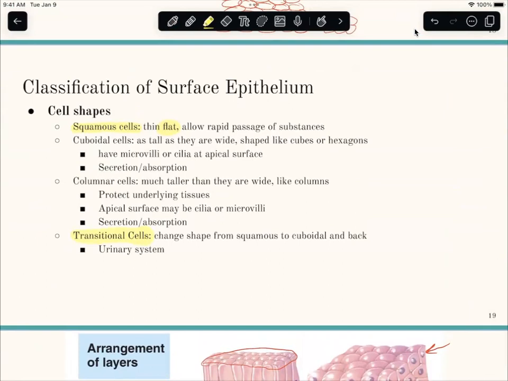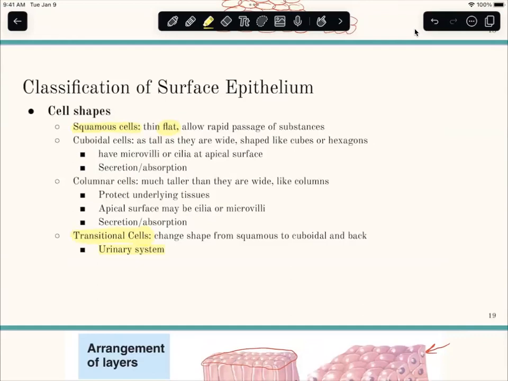Transitional cells, transitional epithelium, is only found in the urinary system. It can also be called urothelium. When you get to Anatomy 2, to the urinary system, the textbook likes to refer to it as urothelium, and then it'll also say transitional. The reason why is because these cells can change shape. They can stretch and go back to their normal size.